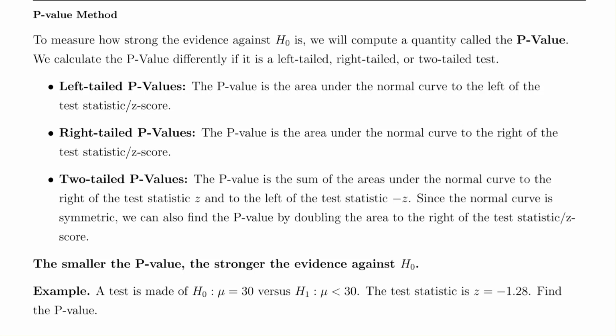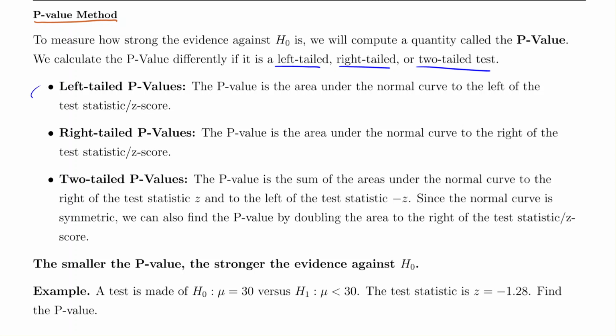We will now discuss hypothesis tests for a population mean when the standard deviation is known, using the p-value method. To measure how strong the evidence against H0, or the null hypothesis, is, we will compute a quantity called the p-value. Now, we calculate the p-value differently based on whether it's a left-tailed, right-tailed, or two-tailed test.